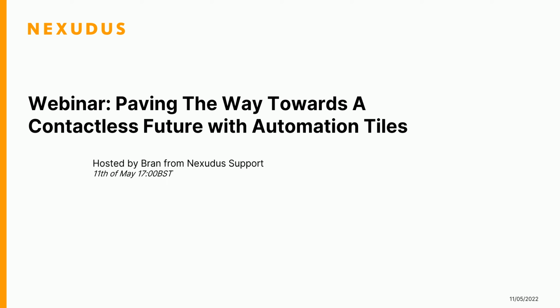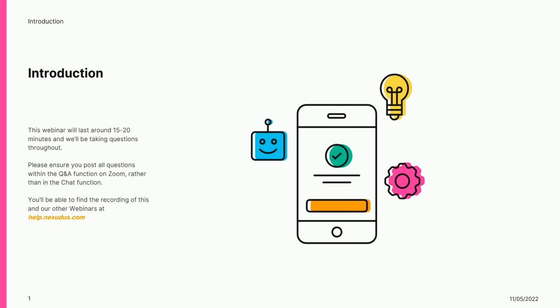In today's webinar, we're going to be taking a look at the various ways you can use automation tiles in Nexudus. This webinar will last about 15 to 20 minutes and we'll be taking questions throughout. If you have any questions, please write them into the Q&A feature on Zoom.